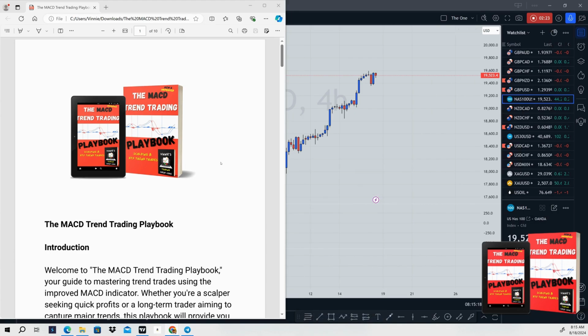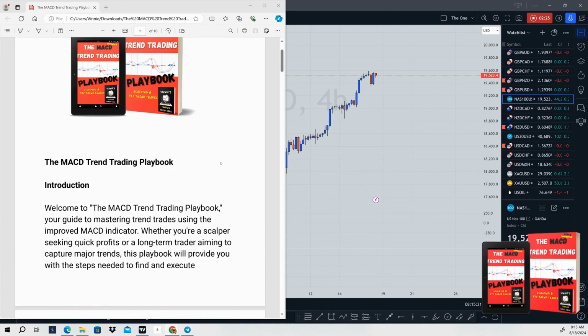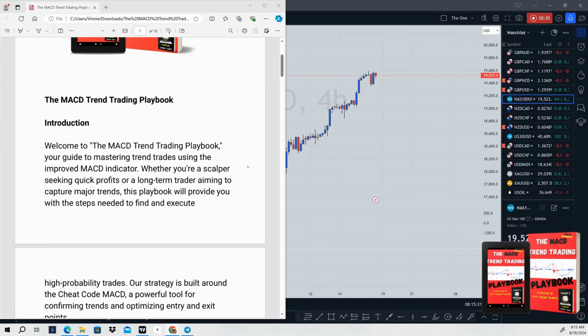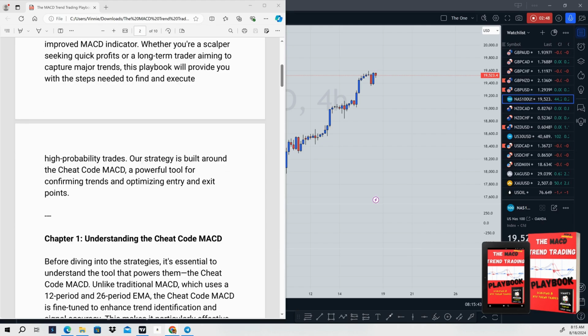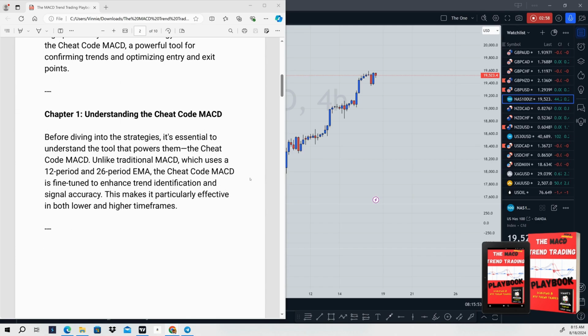Anyway, let's get back to this playbook. Okay, so the MACD trend trading playbook. Welcome to the MACD trend trading playbook, your guide to mastering trend trades using an improved MACD indicator. So whether you're a scalper seeking quick profits or a long-term trader aiming to capture major trends, this playbook will provide you with the steps needed to find and execute high probability trades. Our strategy is built around the cheat code MACD, a powerful tool for confirming trends and optimizing entry and exit points. Okay, so I'm going to show you how to use it.